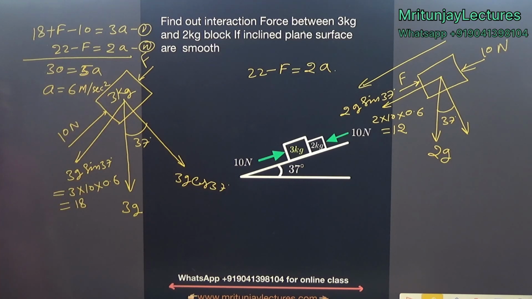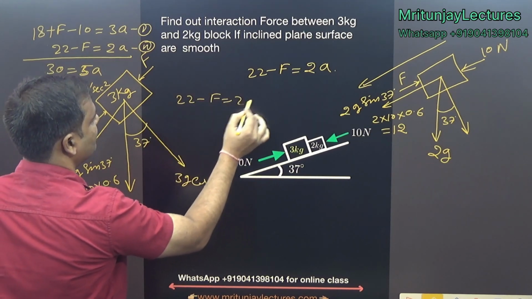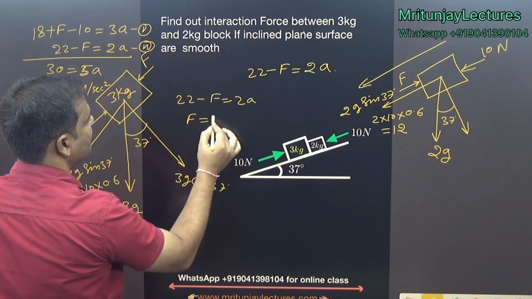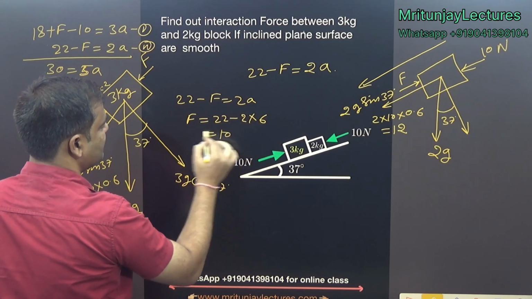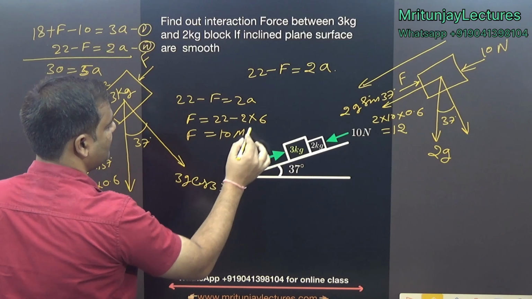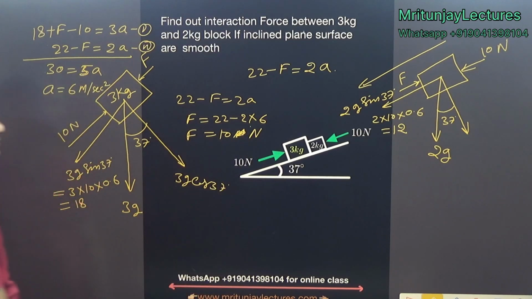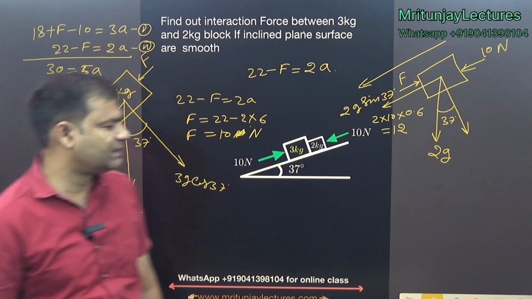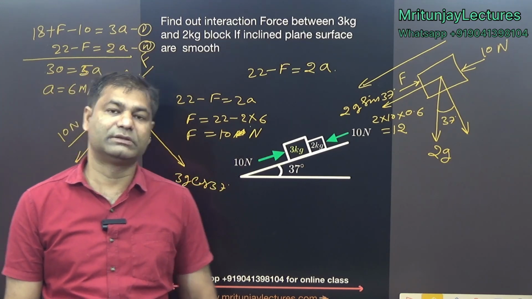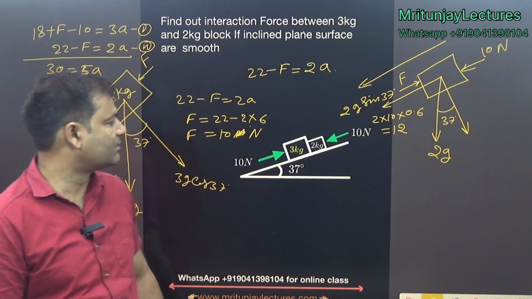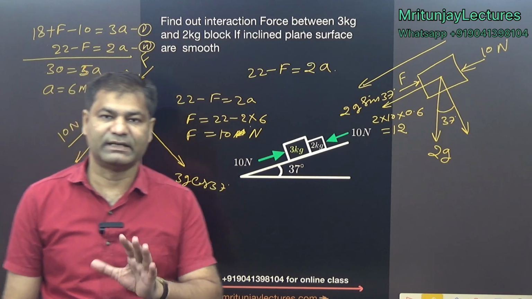But our target is F. So 22 minus F is equal to 2A, so F is equal to 22 minus 2 into 6. So F is equal to 10 Newton. So you can say that the 3 kg on 2 kg block force is 10 Newton, or the 2 kg block on the 3 kg is 10 Newton. So 10 Newton is the right answer.